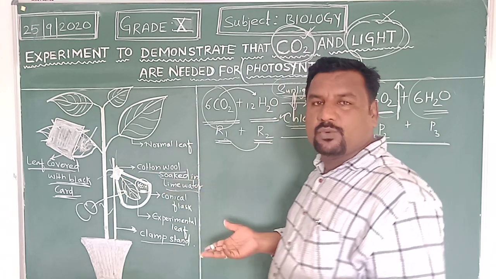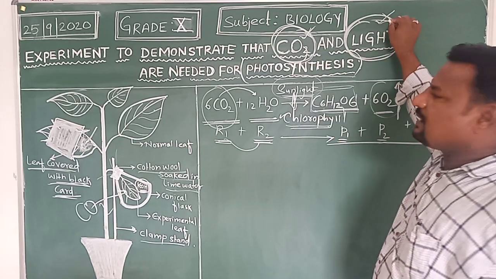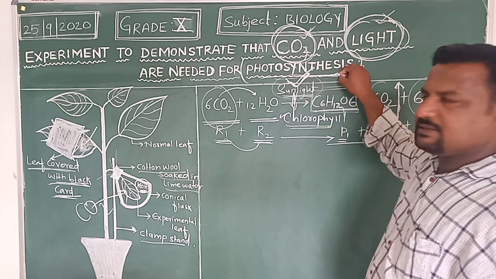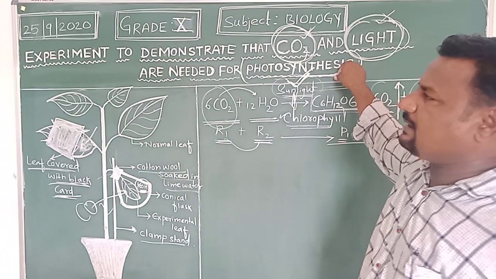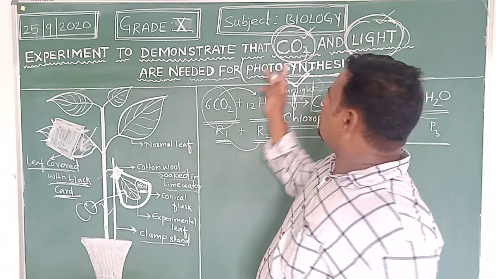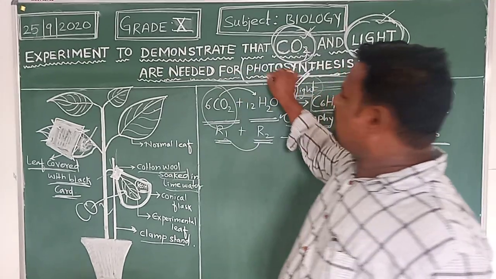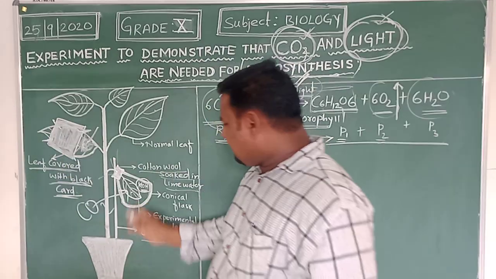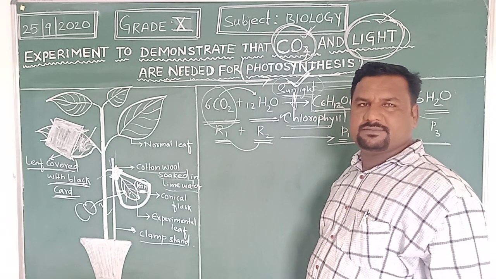In this way, we can conclude that both the factors, carbon dioxide as well as light, are very essential for photosynthesis. So, by a simple experiment, we can prove that both the factors, carbon dioxide and light, are needed for photosynthesis. By this, we come to know that light is essential. By this, we come to know that carbon dioxide is essential for photosynthesis.